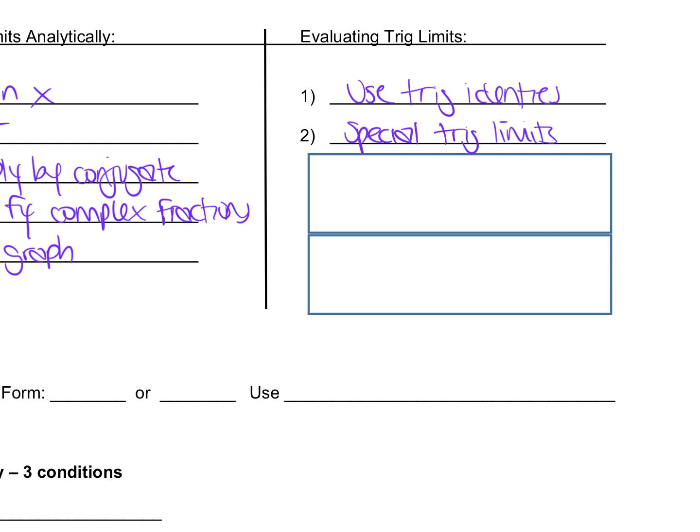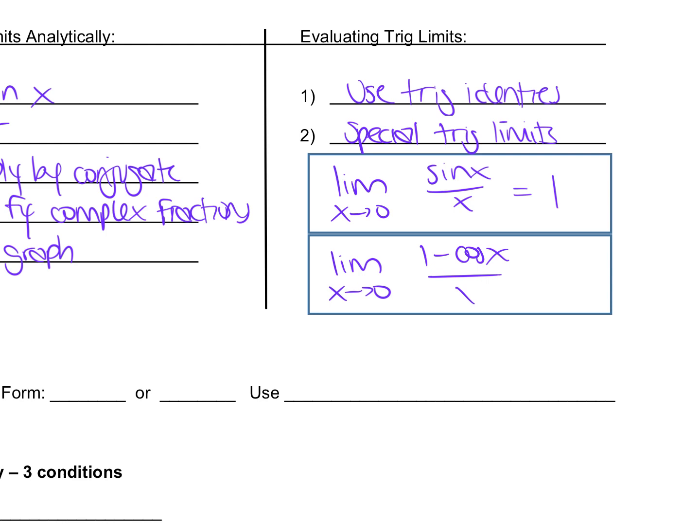Anyone remember either of the special trig limits? Okay, so and this is when the limit is approaching 0. One is sine x over x. What did that equal? 1. The other one also was when x is approaching 0. Anyone remember what that one was? 1 minus cosine x over x, and that equaled what? 0.